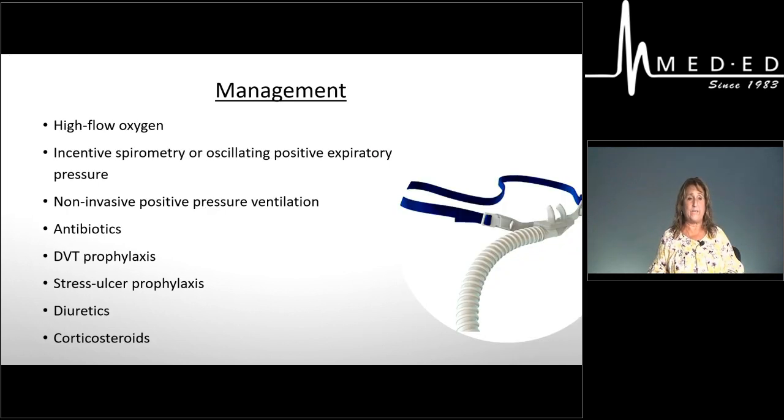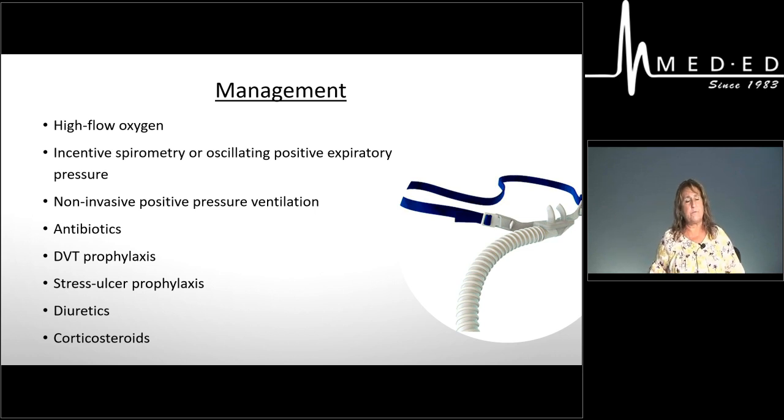So management, what do we do with somebody that has either pneumonia that's really significant, causing respiratory distress, or other reasons for respiratory distress? We want to use high flow oxygen. So this is where that OptiFlow or Vapotherm might come into play. We want to make sure that we get them breathing, so using an incentive spirometer and giving them targets to try to deep breathe to with that, and using maybe positive expiratory pressure oscillating, so chest PT, so to speak. We want to keep them off the ventilator unless we absolutely can't oxygenate them any other way.